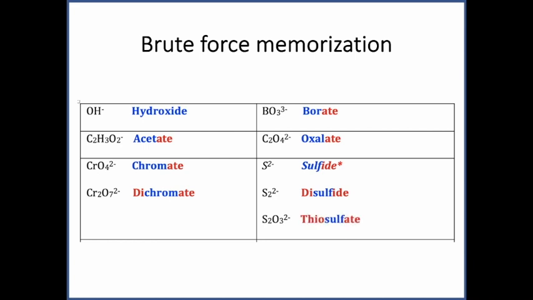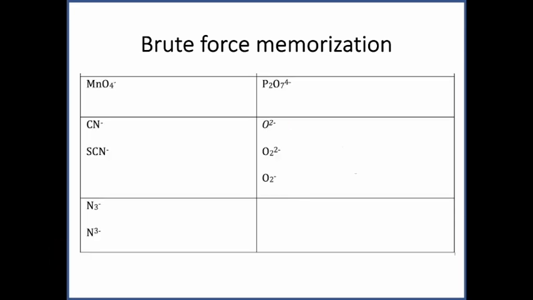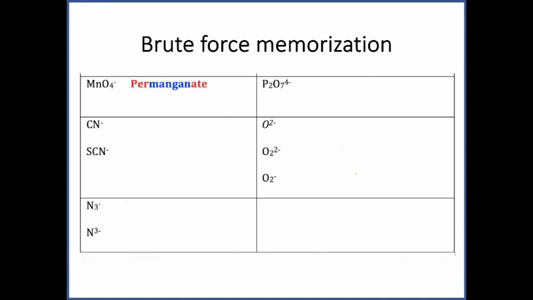Now below that is thiosulfate. It has oxygen, and the suffix for this particular anion is "ate." Now the thio means sulfur. So if you see thio in the name of a compound, you know they're talking about sulfur. Now let's go to the next section. MnO4- is permanganate. Now below that we have CN-, that's carbon nitrogen with a 1- charge, that's cyanide.